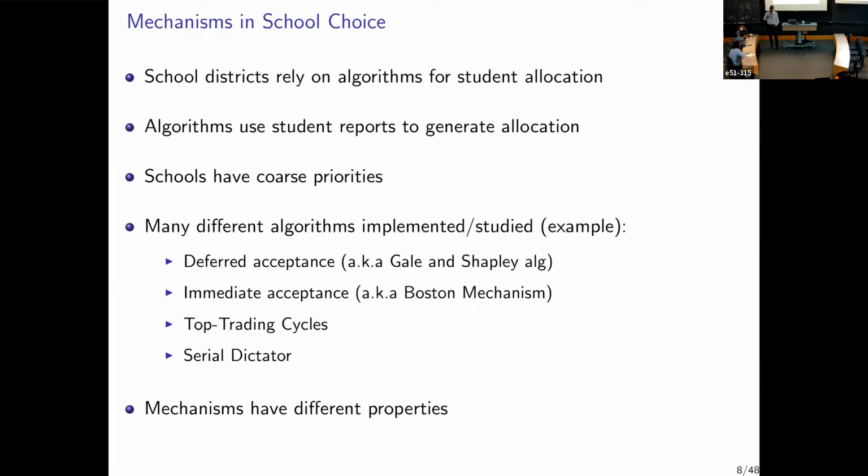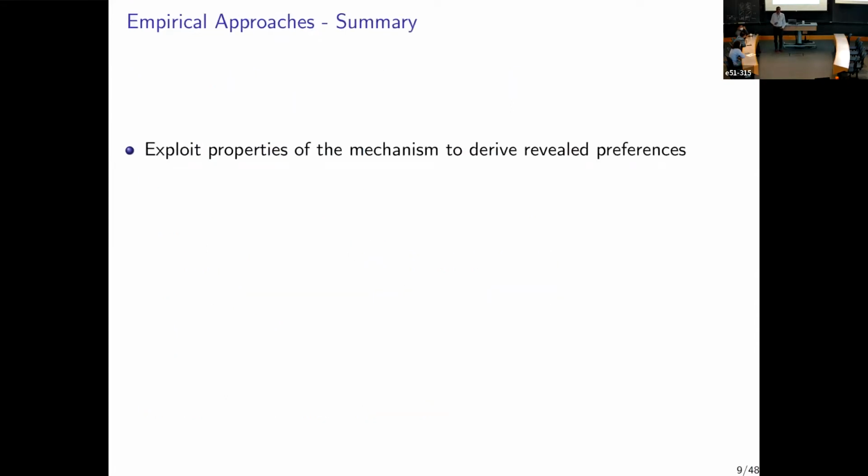So another property is that DA is strategy proof. I mean, students would not benefit from strategizing. Okay. Okay, perfect. Thank you.